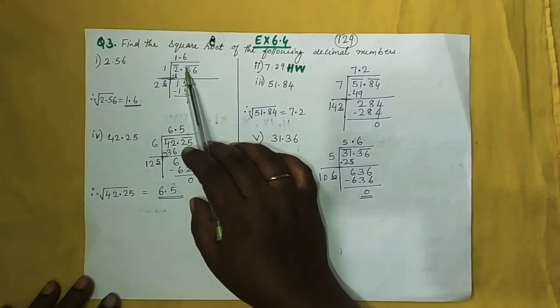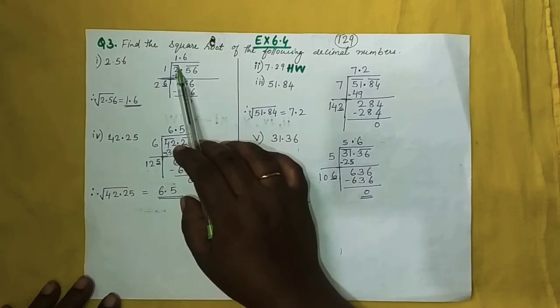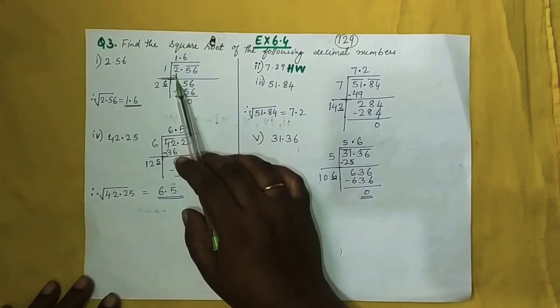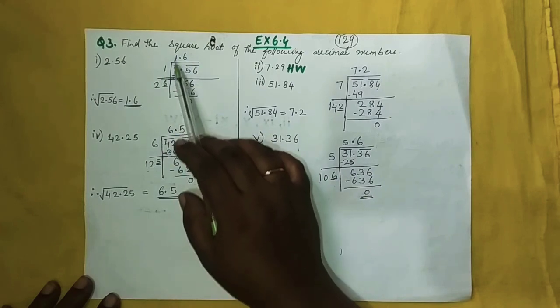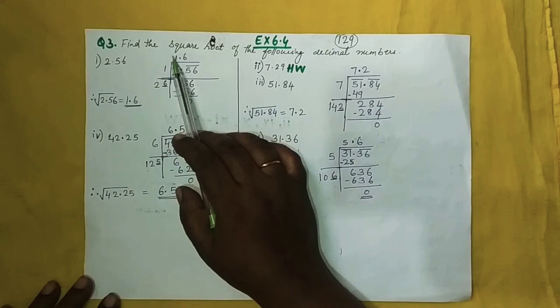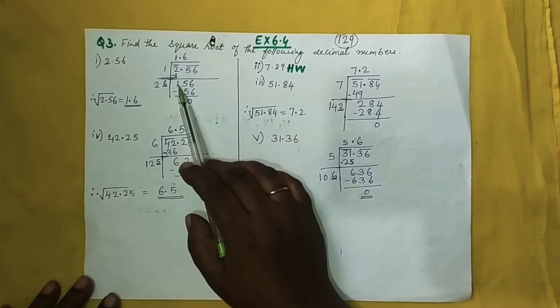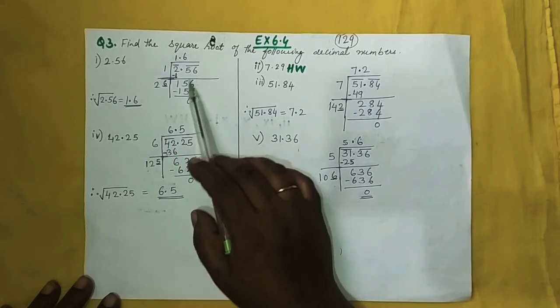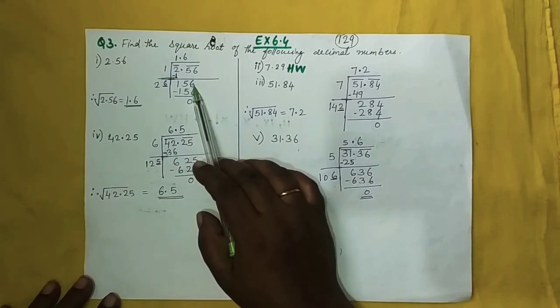So 5 and 6 together, we are making a group, 2 alone. Okay, 1 into 1 is 1. We cannot write 2. 2 into 2 is 4, we cannot write that. So 1 into 1 is 1. 1 I wrote in the quotient and the divisor. 2 minus 1 is what? 1. Now this 5, 6 together, so the number formed is 156.